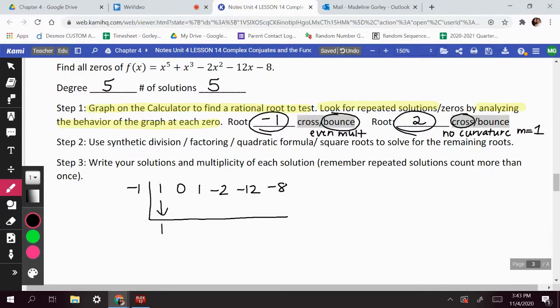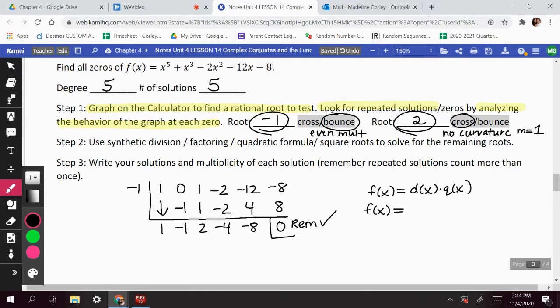Bring the first down. Multiply 1 times -1, add down. Multiply -1 times -1, add down. Multiply 2 times -1, add down. Multiply -4 times -1, add down. Let's see, 12, 11, 10, 9, 8. That'd be -8. Then -8 times -1 is a +8. And we add down to get a remainder of 0, which is what we like to see if that's truly an x-intercept. So now normally I would write my function in the form divisor times quotient.